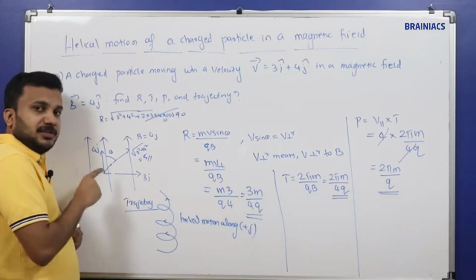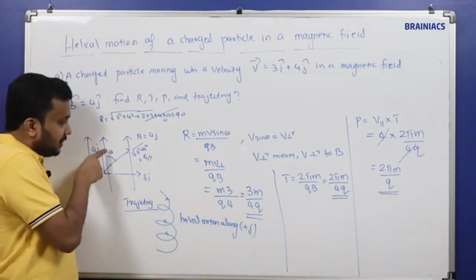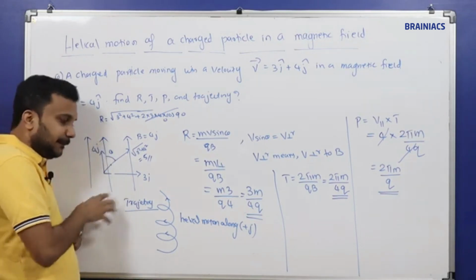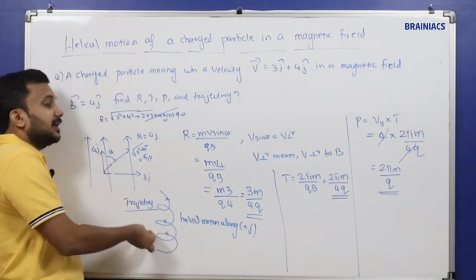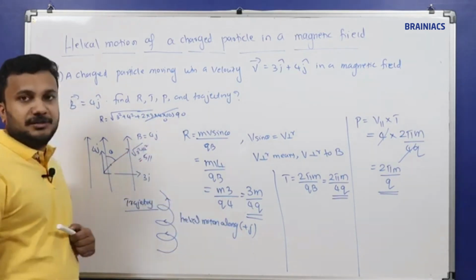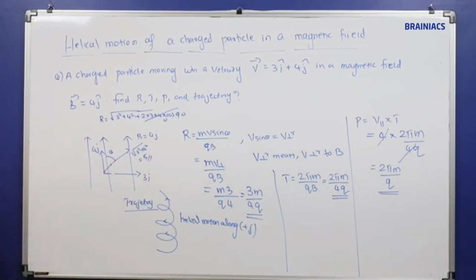So we know the velocity is not perpendicular to the magnetic field. The velocity makes an angle θ with respect to the magnetic field. Hence it is undergoing helical motion along the direction of B, which is along the positive j direction.